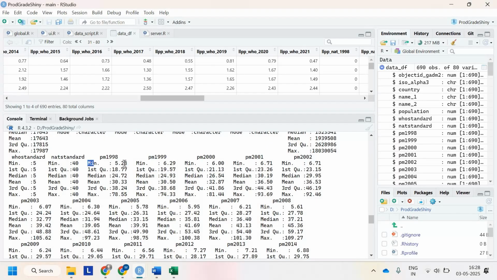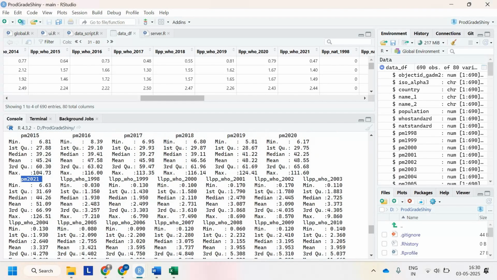So you can see even the minimum value, that's 5.28, was not good as per the WHO standard. So in India, we have a concentration level of PM 2.5 that is 5.28. That's the minimum, and even the minimum value is above the WHO standards. That's the irony here. So let me see the latest one, that's PM 2021. You can see the maximum value has gone all the way up to 126, and minimum value is 6.63. So this indicates that every year we are not improving.